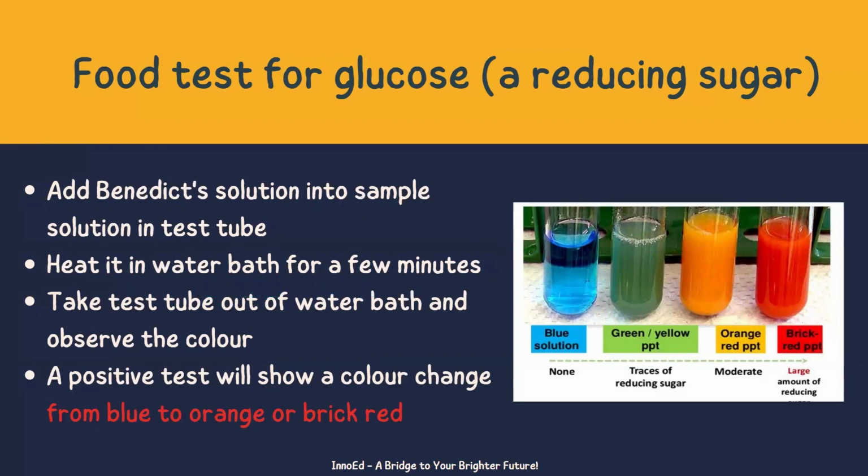During that heating time, you will be able to observe the color change slowly from blue to green to orange to brick red if it contains reducing sugar. So when it shows this series of color changes, it means it contains reducing sugar and the Benedict test is positive.